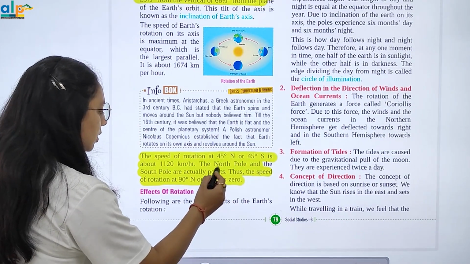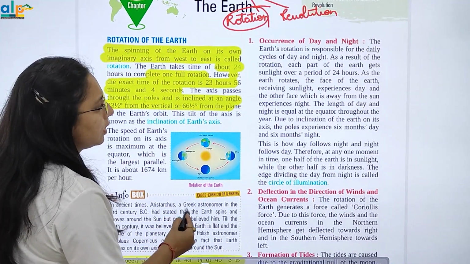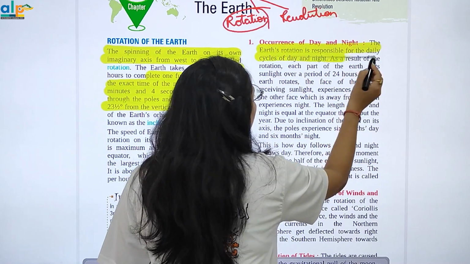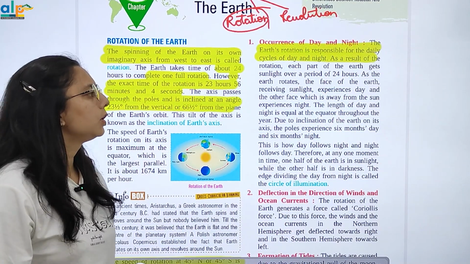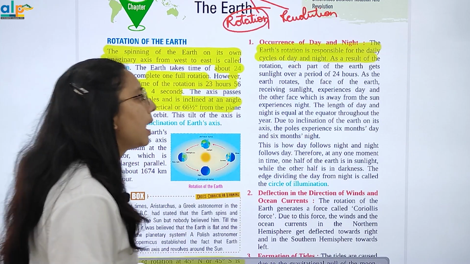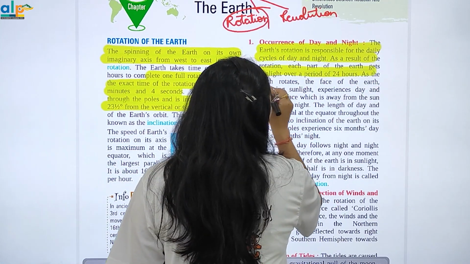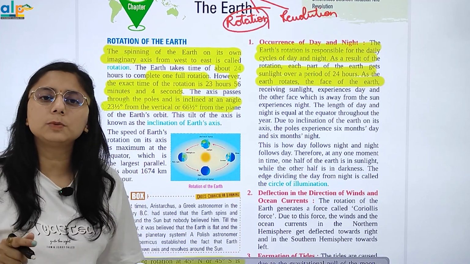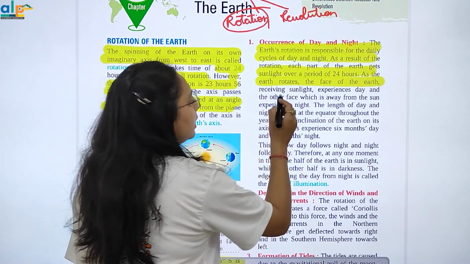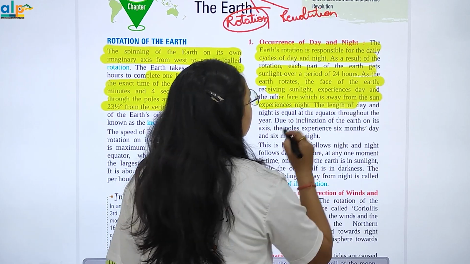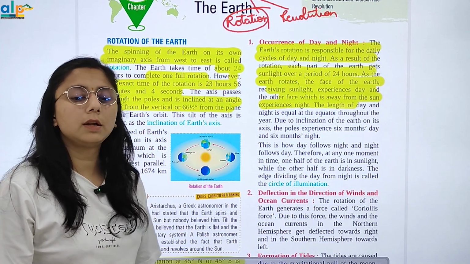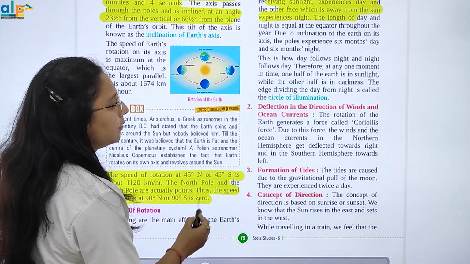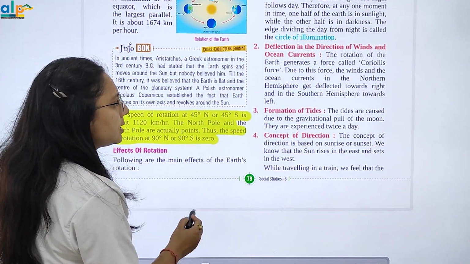So what are the effects of rotation? First is the occurrence of day and night. The earth's rotation is responsible for the daily cycle of day and night. As a result of the rotation, each part of the earth gets sunlight over a period of 24 hours. As the earth rotates, the face of the earth toward the sun receives sunlight and experiences day, and the other face, which is away from the sun, experiences night. The length of day and night is equal at the equator. This is how night follows day and day follows night, which is also called the circle of illumination.